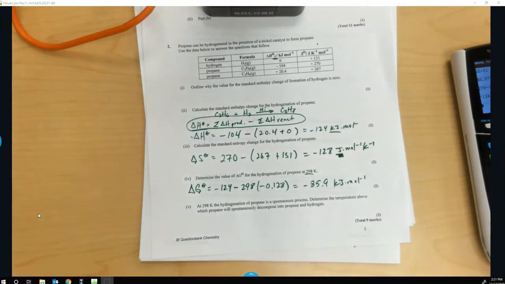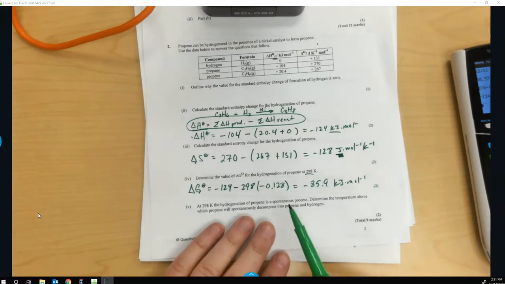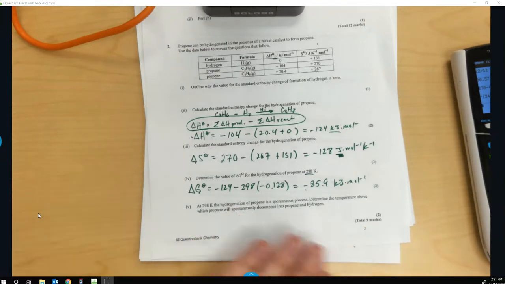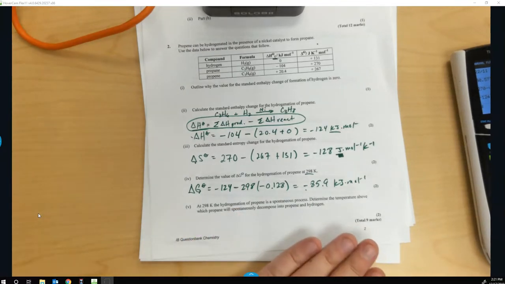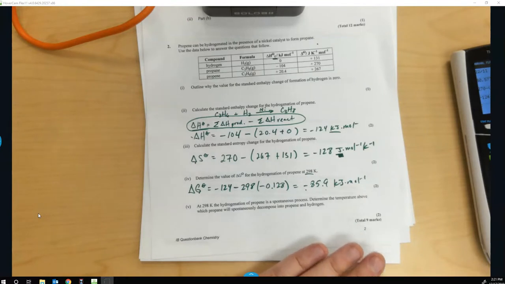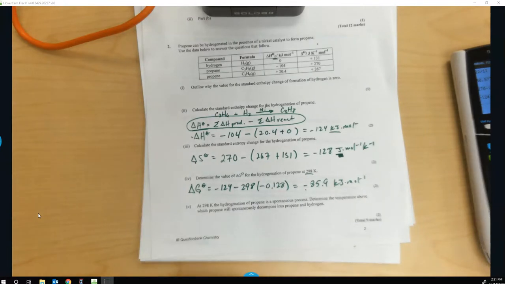All right, finally, at 298 Kelvin, the hydrogenation of propene is a spontaneous process. Determine the temperature above which propane will spontaneously decompose into propene and hydrogen. So this is nice that it says it's a spontaneous reaction. We know that because delta G is negative, that tells us it's spontaneous. Super. Now, because negative delta G is spontaneous and positive delta G is non-spontaneous, then when you switch over from spontaneous to non-spontaneous, that means delta G is going to be zero.